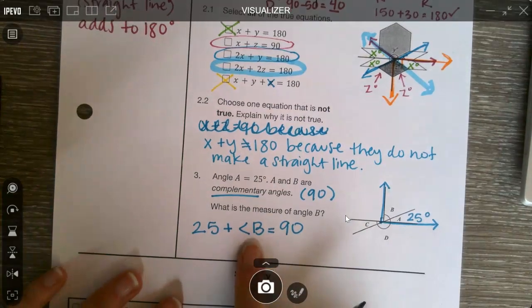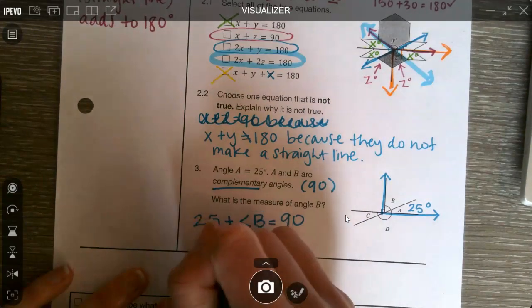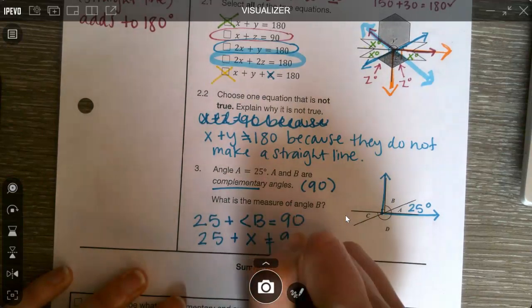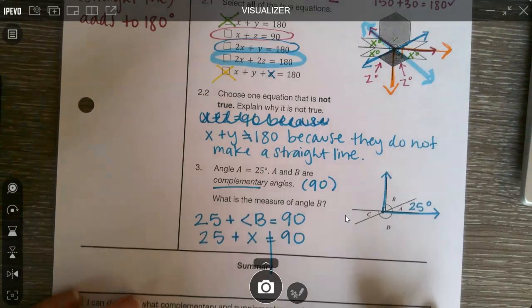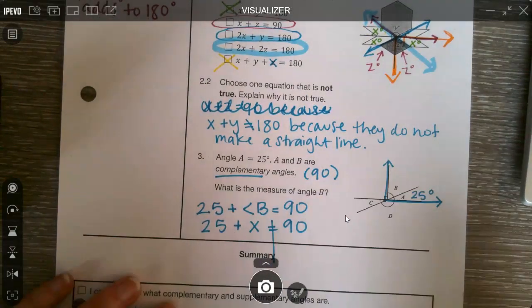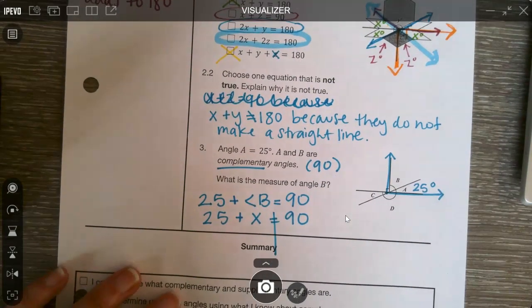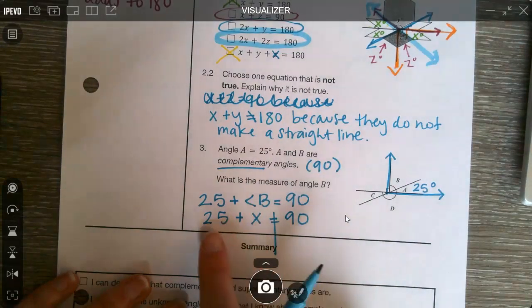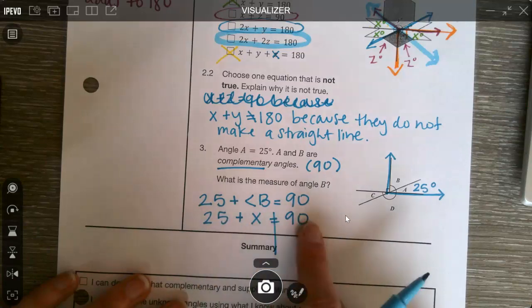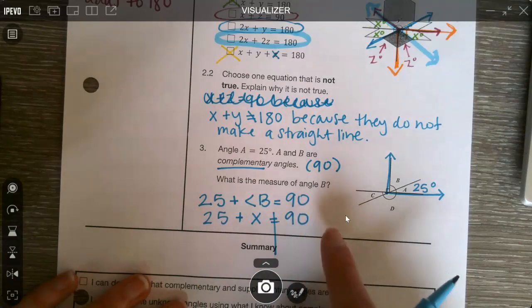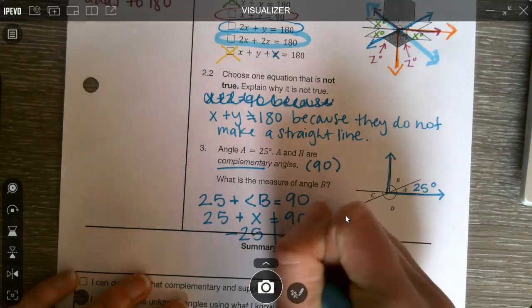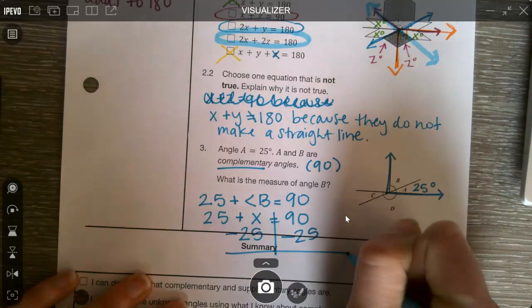Do I know what angle B is? No. So 25 plus x equals 90. And now I'm going to solve. We know how to do this. I see addition. What am I going to do instead? Subtraction. Am I going to subtract x or am I going to subtract 25? Well, if I subtract x, I don't really have any x's over here to work with. Then I just get confused. So I'm going to just do minus 25, minus 25.